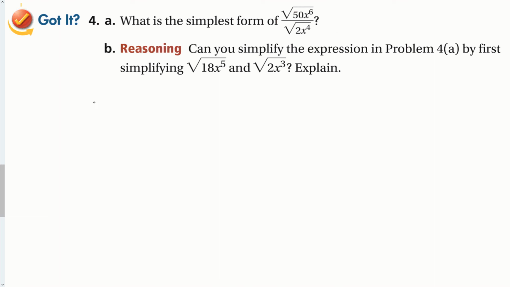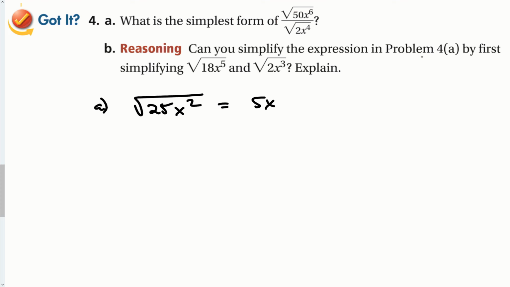Let's try part A first. So we have the square root of 50x to the 6 over 2. Well, first thing I'm going to do is put those together. 25x cubed, square root, which gives me 5x. And because I started with the quotient rule, I don't need the absolute value bars.